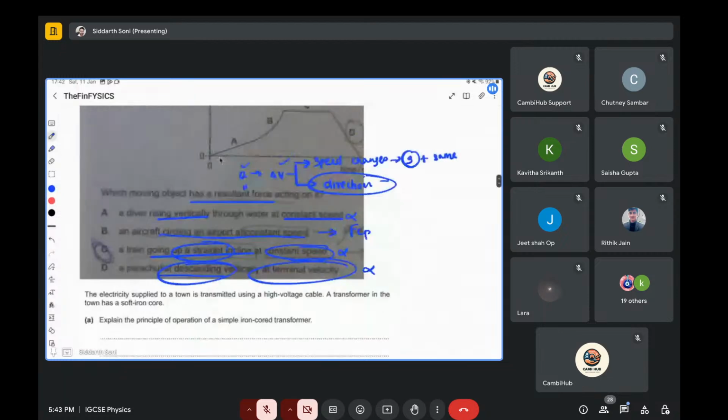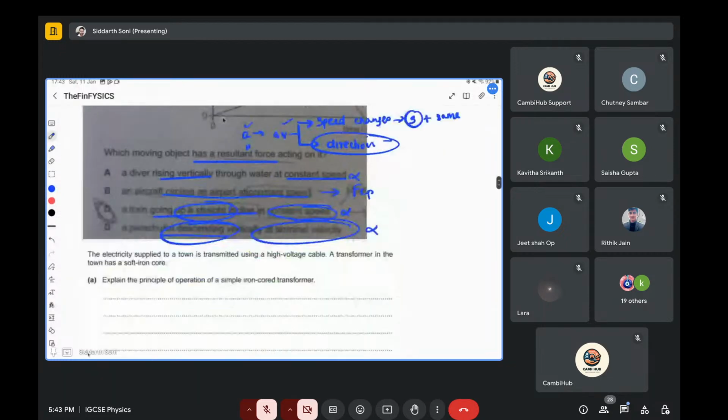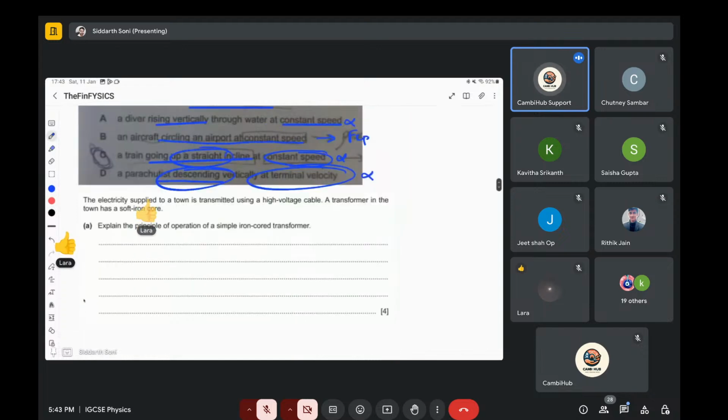We clear with this one and the resultant force question? Shall I move on to the next one? Yeah, we have got thumbs ups. Okay.